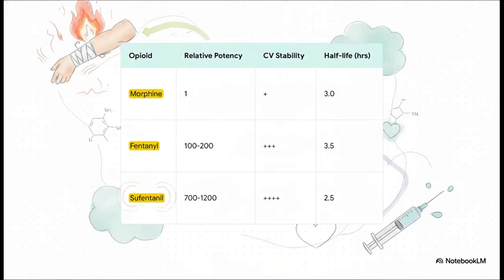Surgical debridement is intensely painful. We need potent analgesia to blunt the massive surgical stress response this causes. So high-potency, short-acting synthetic opioids like fentanyl and sufentanil are absolute workhorses here. As you can see from the table, they provide excellent analgesia while maintaining a much greater degree of cardiovascular stability compared to something like morphine, which can cause histamine release and vasodilation.